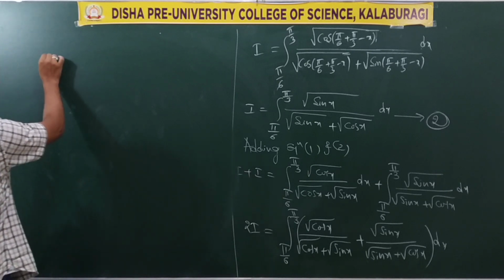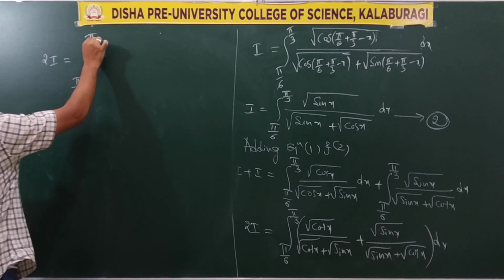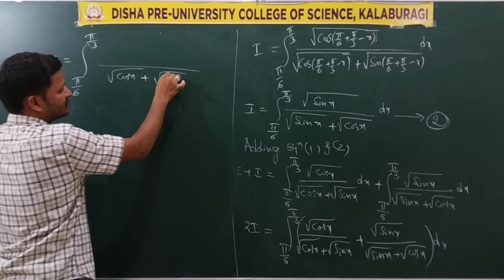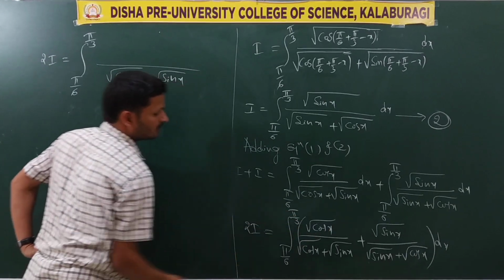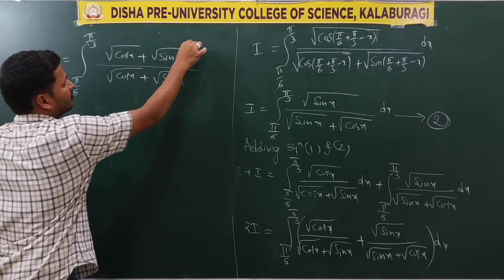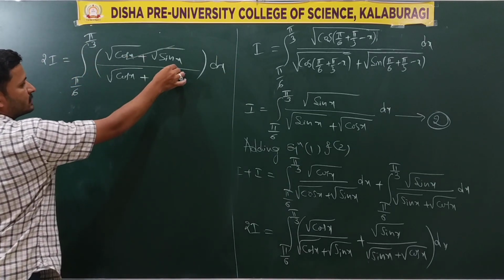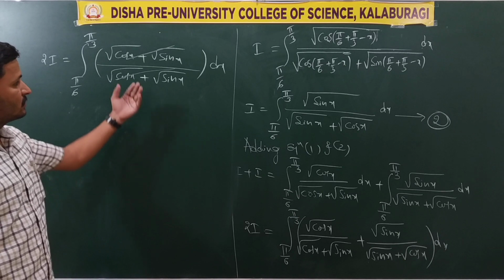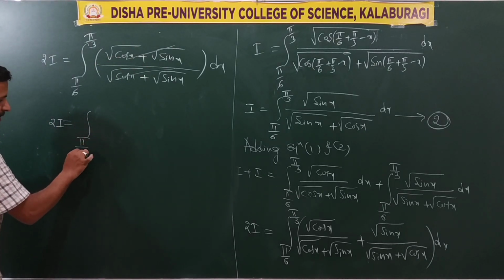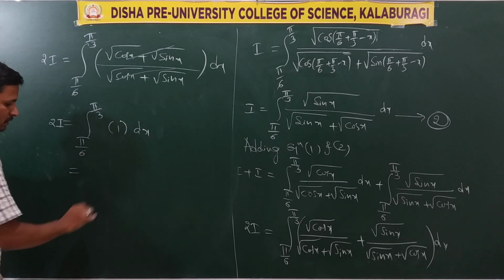Now 2I is equal to the integral from pi by 6 to pi by 3. The LCM is root cos x plus root sin x, and adding the numerators, that is also root cos x plus root sin x, into dx. Now root cos x plus root sin x cancels with root cos x plus root sin x, so only 1 remains. So 2I is equal to the integral from pi by 6 to pi by 3 of 1 into dx. Integration of 1 is x.